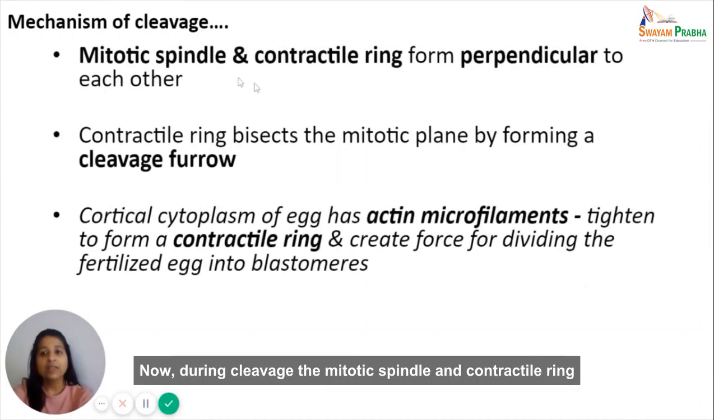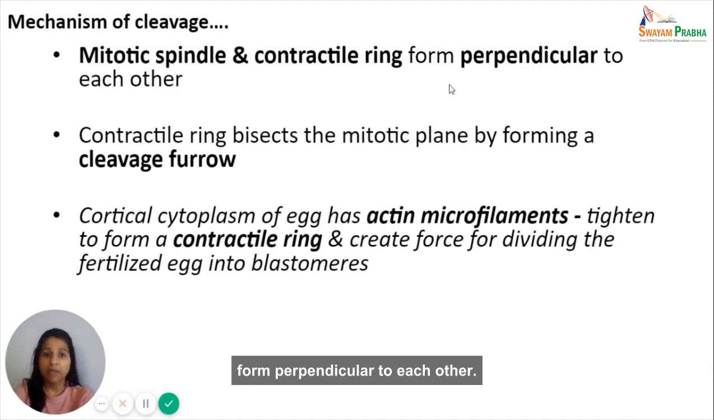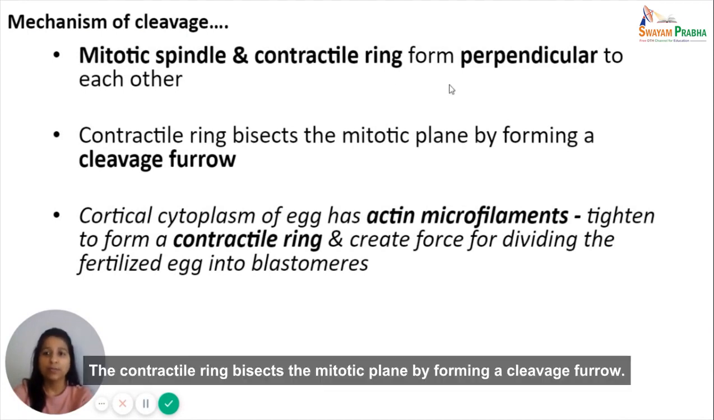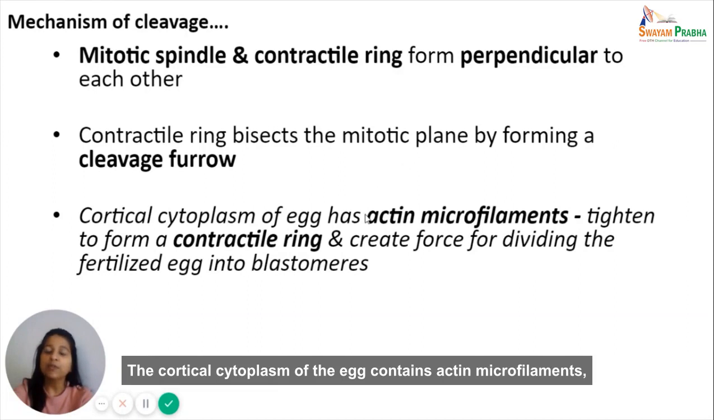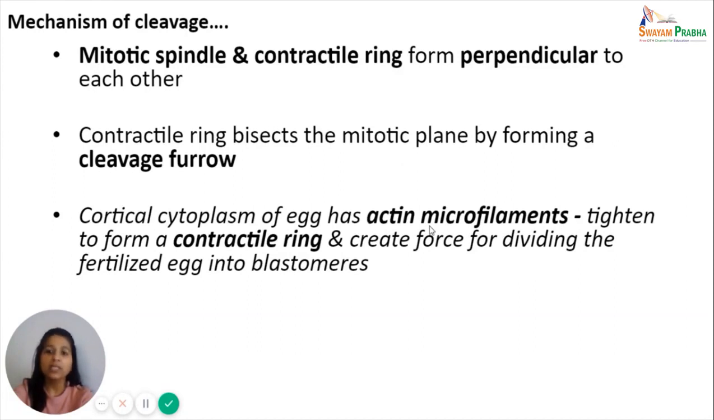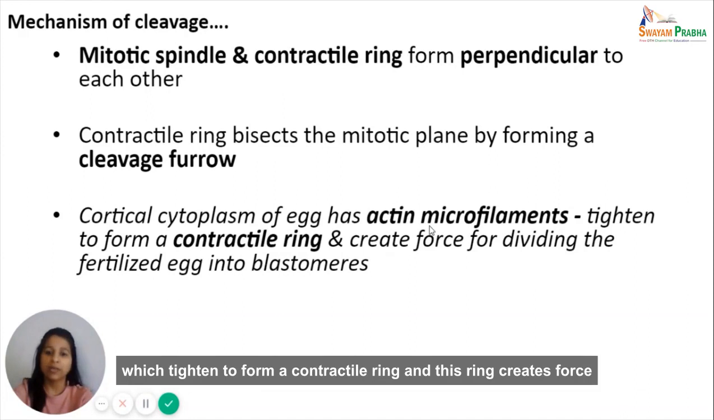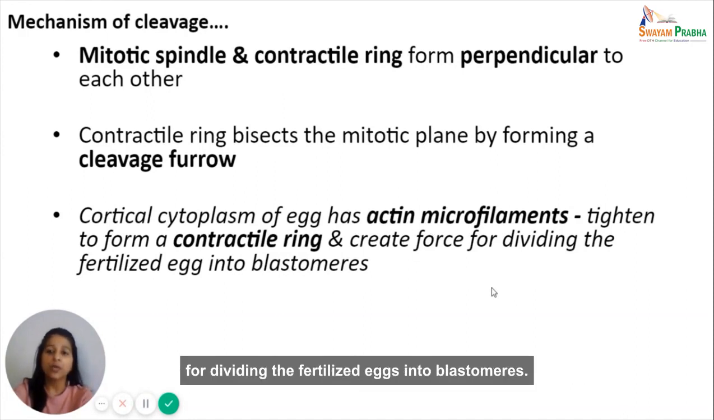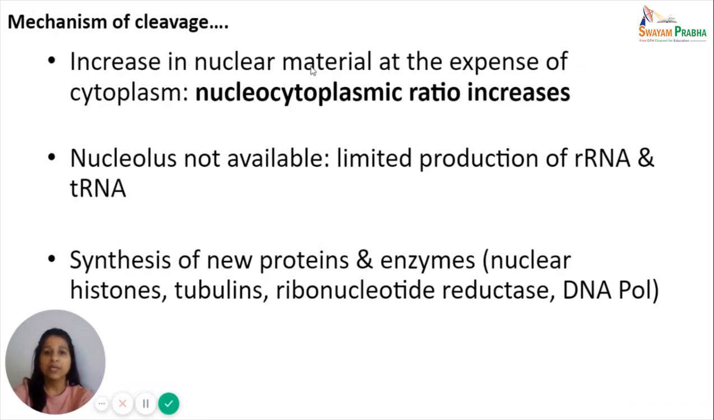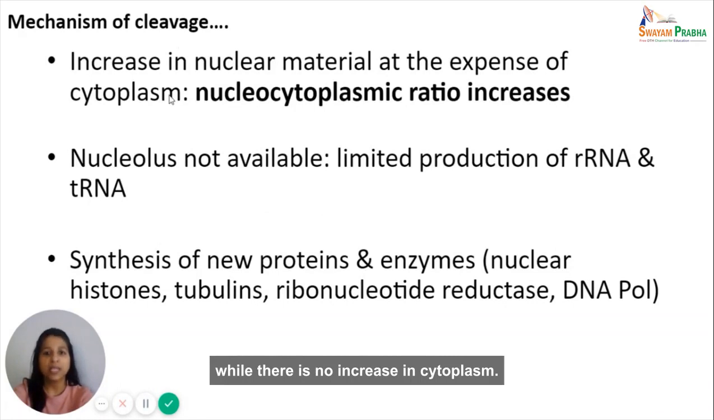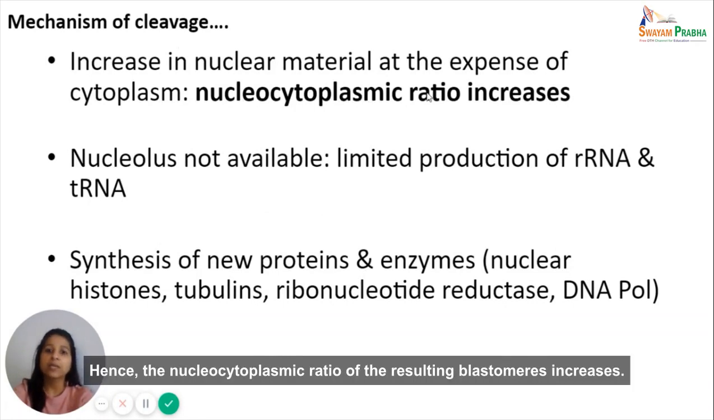Now, during cleavage, the mitotic spindle and contractile ring form perpendicular to each other. The contractile ring bisects the mitotic plane by forming a cleavage furrow. The cortical cytoplasm of the egg contains actin microfilaments which tighten to form a contractile ring, and this ring creates force for dividing the fertilized eggs into blastomeres. There is an increase in nuclear material while there is no increase in cytoplasm. Hence, the nucleocytoplasmic ratio of the resulting blastomeres increases.